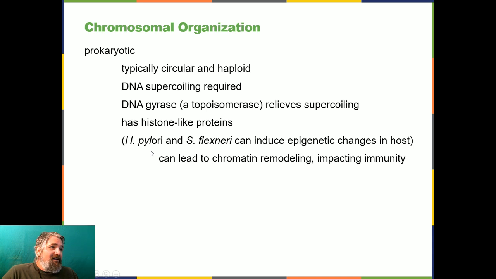So, speaking to epigenetic changes, Helicobacter pylori and Shigella flexneri can induce these into the host. That can lead to chromatin remodeling, can impact immunity, and in a way that's potentially inheritable too. So, multiple generational impacts from infections with these guys.